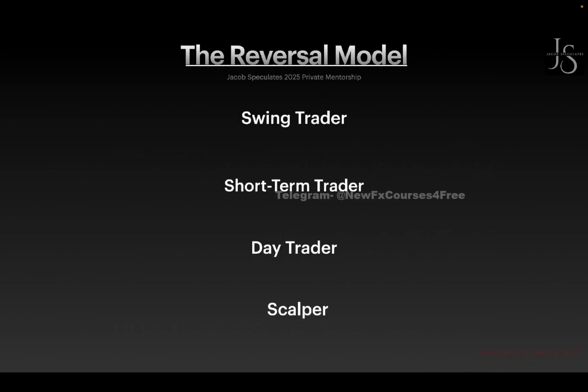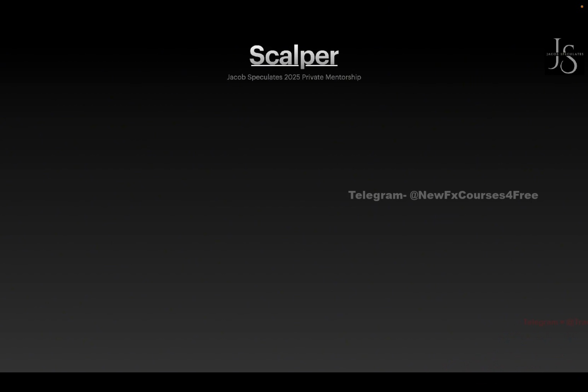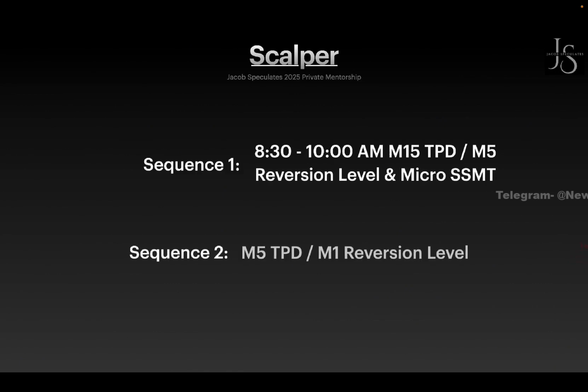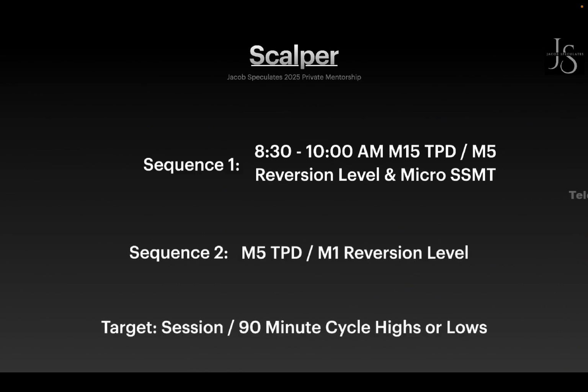And now for the scalper. If you are scalping, then the first sequence is from 8:30 to 10 a.m. You're looking for a 15-minute TPD, and then a 5-minute reversion level, and you want the weakest asset to form a microcycle sequential SMT. And sequence number two is you're looking for a 5-minute TPD and then a 1-minute reversion level, solidifying that. And yes, there still can be an SMT with the weakest asset on candle number two.